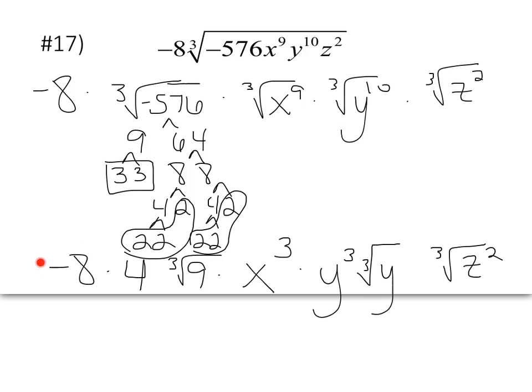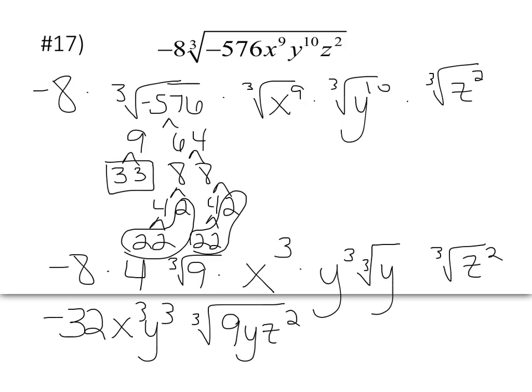So now multiply the outside. Negative 8 times 4 times x cubed times y cubed is negative 32 x cubed y cubed times the cube root, and let's do the inside. 9 times y times z squared, which is 9y z squared. And that's your answer. And actually, that should be positive, because this should be negative. You'll bring out a positive 2 and a negative 2. So I was incorrect on that.